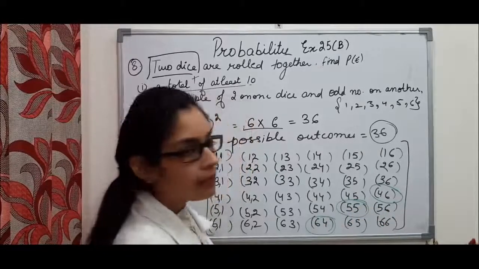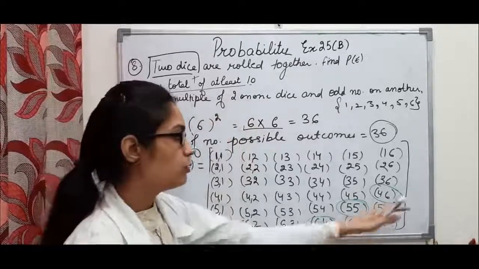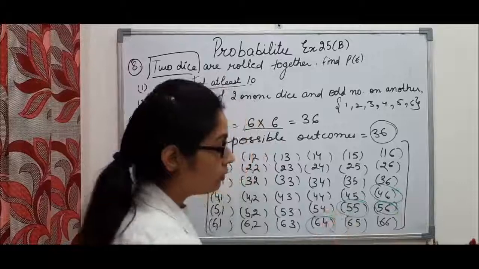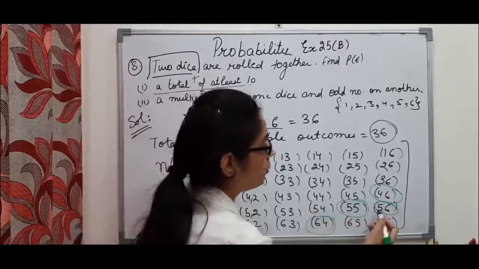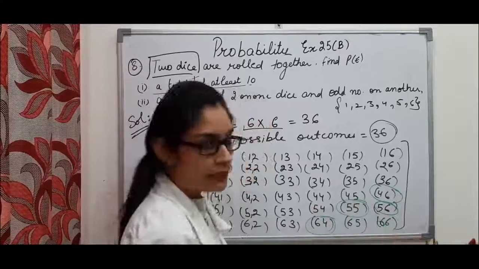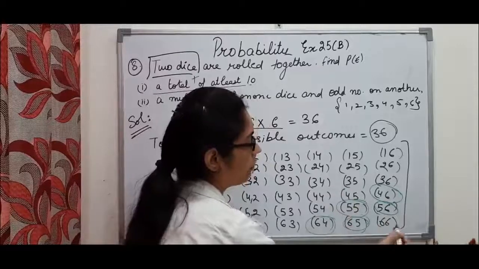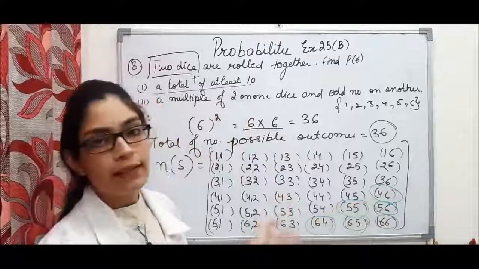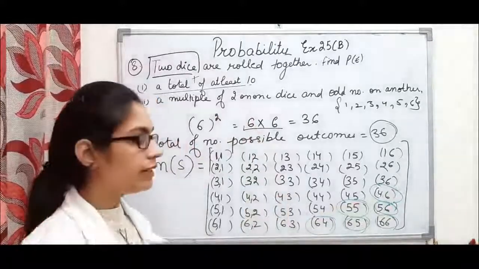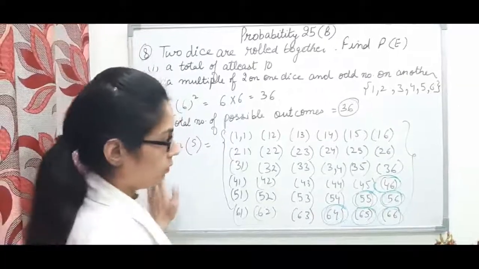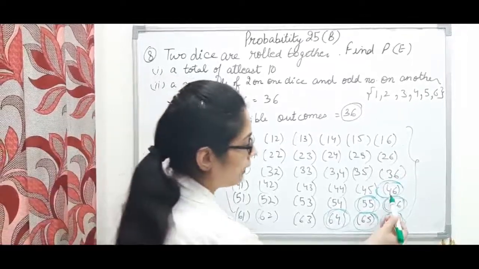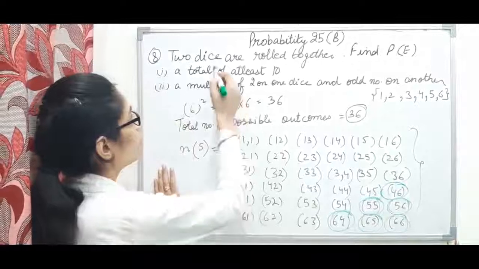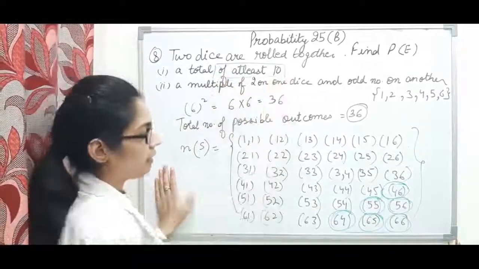Now they ask that it should be at least 10. So these I have to take, and more than this also I can take. This will be 5 plus 6 is 11, 6 plus 5 is again 11, and 6 plus 6 is 12. So from the minimum I can take more also. This is the meaning of at least. So we can see these are the numbers which are fulfilling the criteria of a total of at least 10.